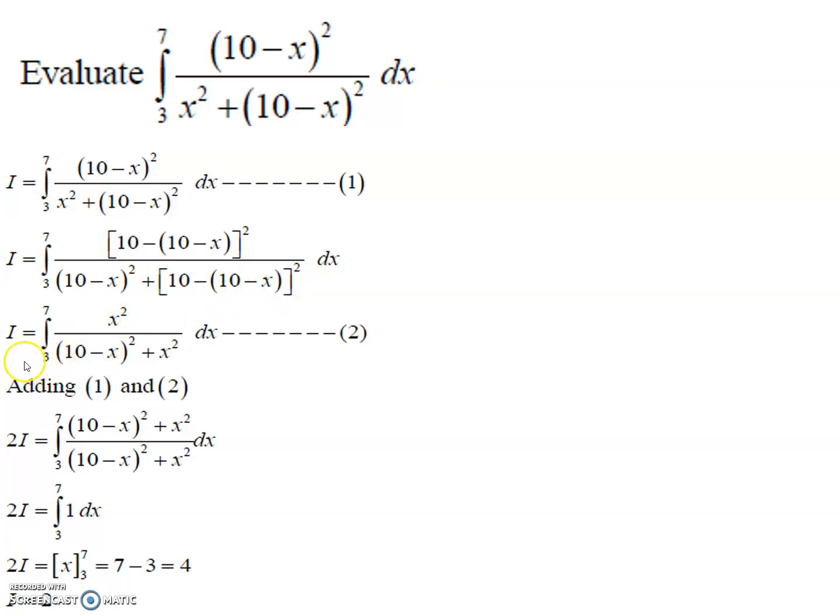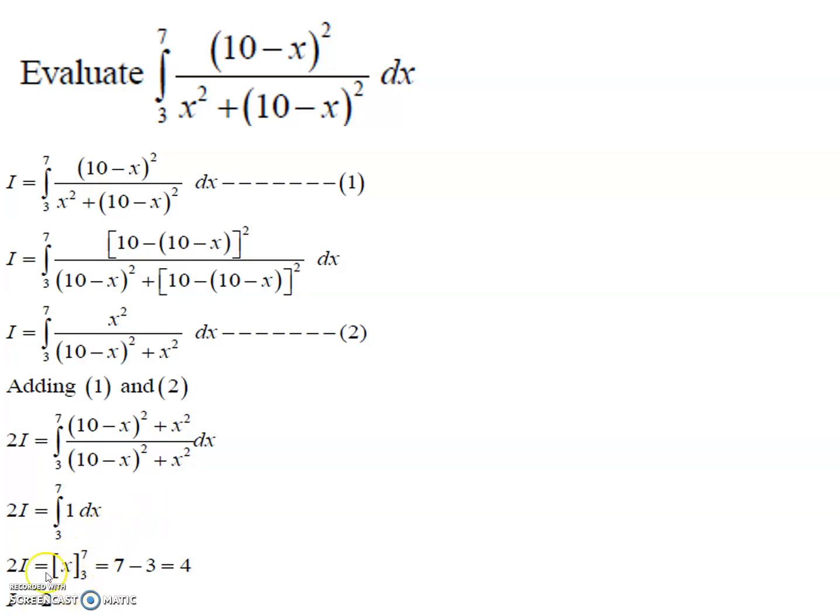So simplification starts. I is equal to 3 to 7, x square upon (10 minus x) whole bracket square plus x square. The denominator of this and this equation is the same, so we add equations 1 and 2. We derive numerator and denominator the same. How? 2I is equal to lower limit 3, upper limit 7, (10 minus x) whole bracket square plus x square upon (10 minus x) whole bracket square plus x square, common term gets cancelled. 2I is equal to 3 to 7, 1 dx.